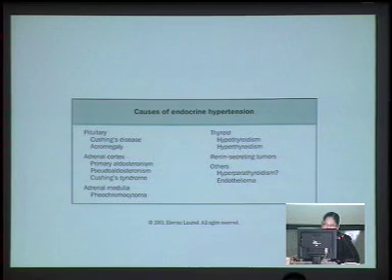This is again the causes of endocrine hypertension. This would come on your exam. Pituitary problems: Cushing disease, acromegaly. Adrenal glands: aldosterone. You know, there are 3 layers of the adrenal glands: Cushing syndrome, aldosterone, and adrenomedulla pheochromocytoma. And thyroid disease, both hyper- and hypothyroidism, can cause hypertension.